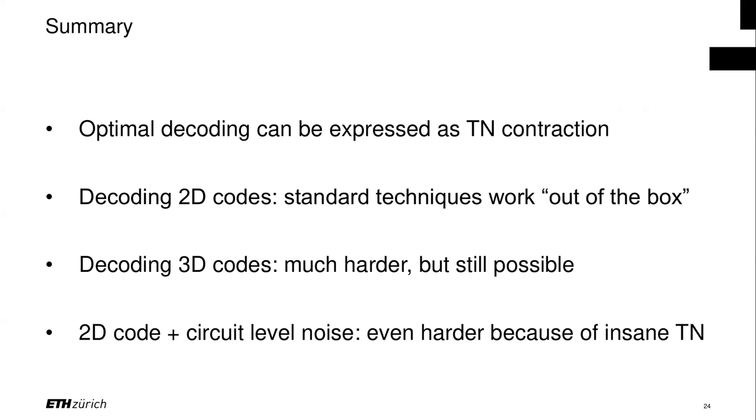is really something different. And we actually noticed in practice that in some instances, the detector picture seemed to work better for approximate contraction, interestingly. When you decode 2D codes, the standard contraction techniques for these tensor networks work out of the box, and it's really a big success story. Whereas for 3D codes, it's much harder to make these decoders work well, and we don't get the optimal thresholds. We beat the state of the art, but we don't get optimal thresholds. And now 2D plus circuit level noise is even harder, because we don't only have a 3D tensor network, we have a 3D tensor network with an insanely complicated structure.